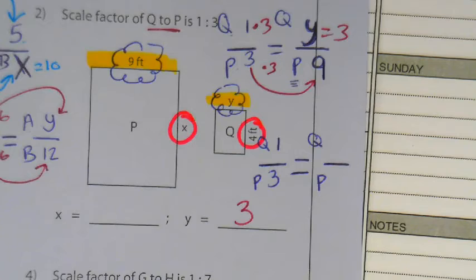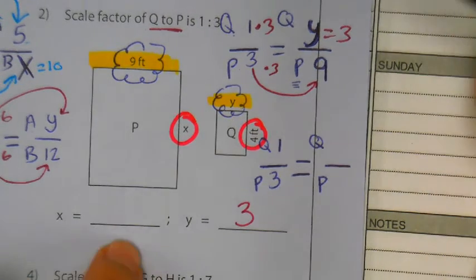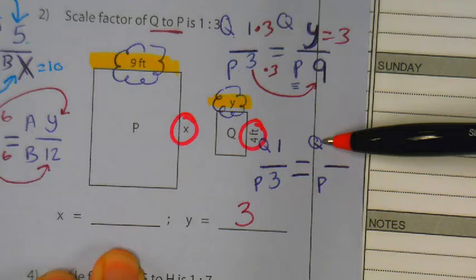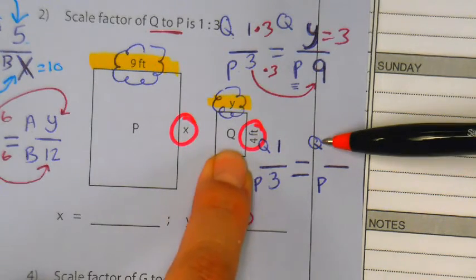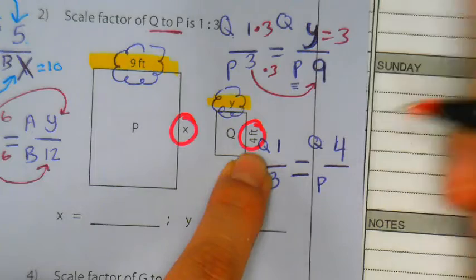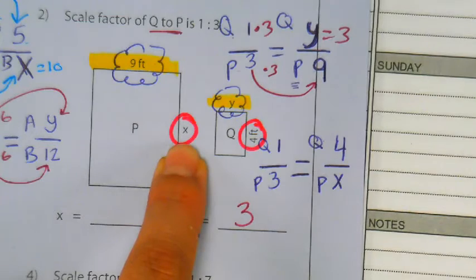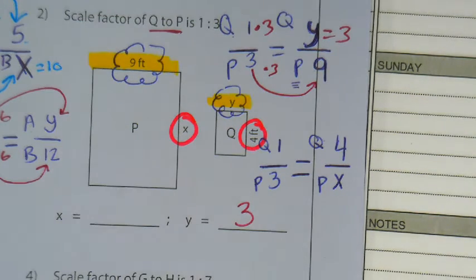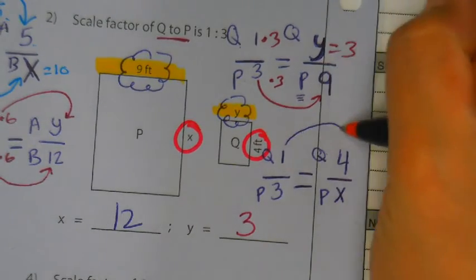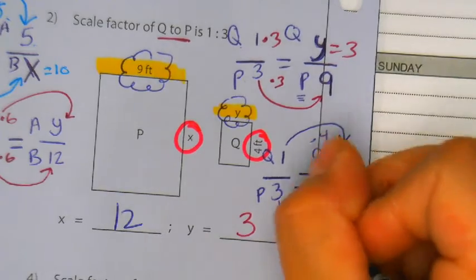Okay, so what's my second fraction? Q. Which number are we going to use from the Q rectangle? 4. What number are we going to use from the P? X. There's a relationship, use it. Twelve. How do I go from 1 to 4? Times 4. So what do I do on the bottom? Times 4.